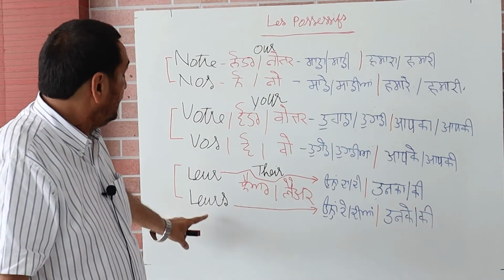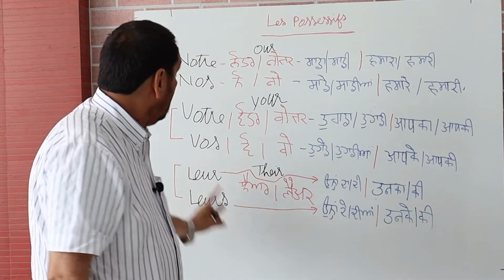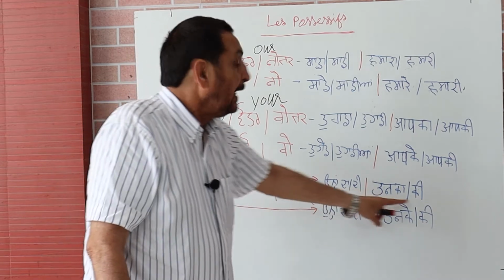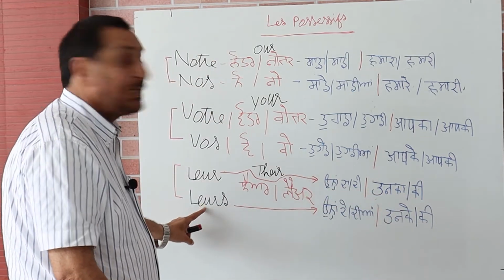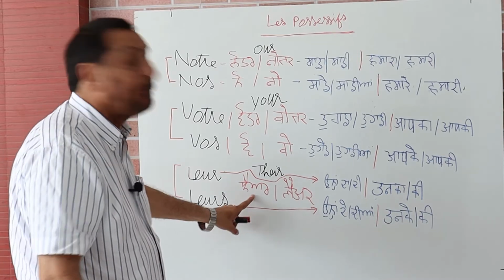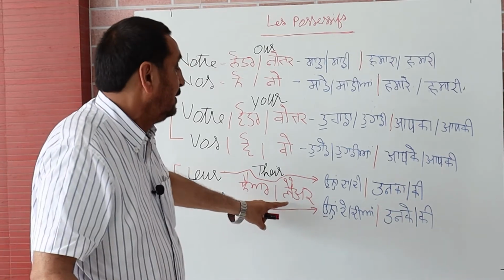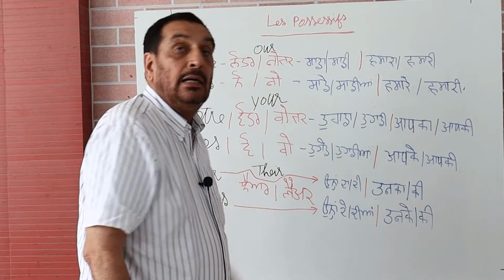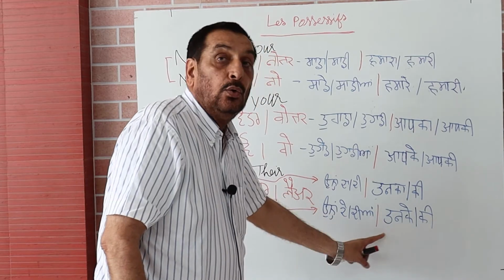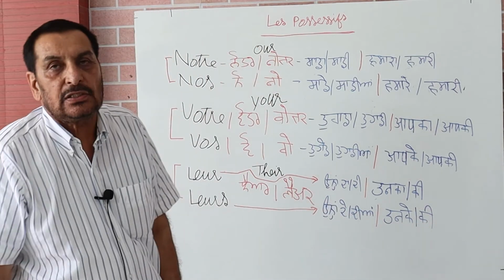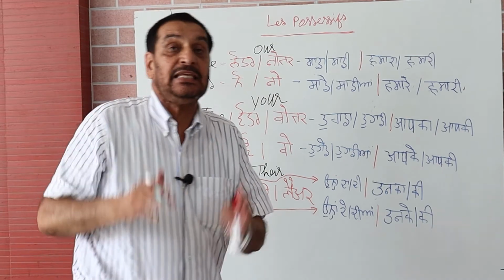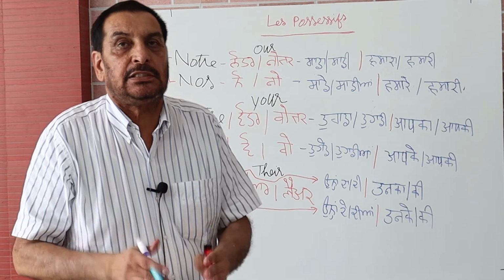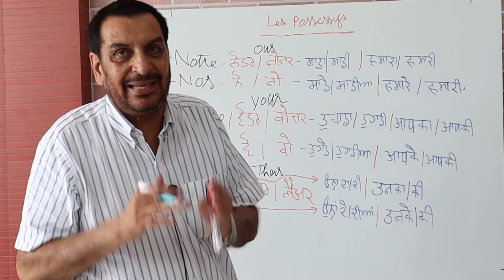Okay, so leur means their. First leur is their, unka, unki. And this leurs with S, the pronunciation remains the same. Leurs. Una de, una diyan. Unke, unki. Okay, so it's for the plural. So for the Hindi and Punjabi speaking students, it is much easier to understand it.